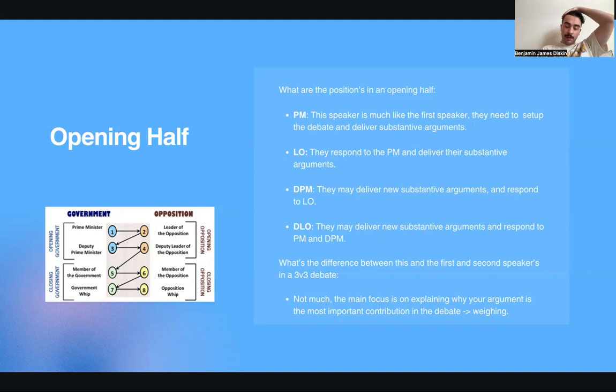Now, another thing I'll state is that since we are in BP as a team, constantly trying to explain to an adjudicator why we have made the most important argument, a large role of the deputy speakers in the opening half is to weigh their arguments very clearly and very explicitly. And this is something that in 3v3 is obviously encouraged by a second speaker, but if you neglect to do it as second speaker in 3v3 debating, you might not necessarily lose a debate over it.